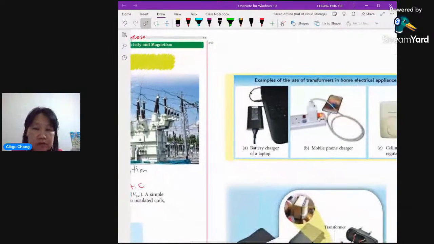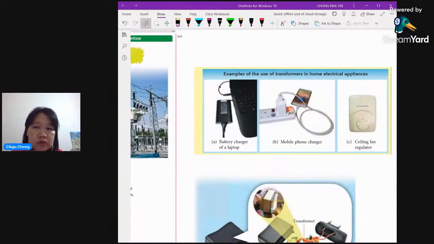We in fact use a lot of transformers in our home electrical devices. First of all, I think everyone will have a laptop at home now. You have a laptop and you need to charge it because it cannot work on battery all the time. It has an internal battery, but that one is only for temporary storage. Just like any battery, it stores the charges. But as you run the computer, it uses up the charges, so the supply will become lesser. So you have to recharge your laptop.